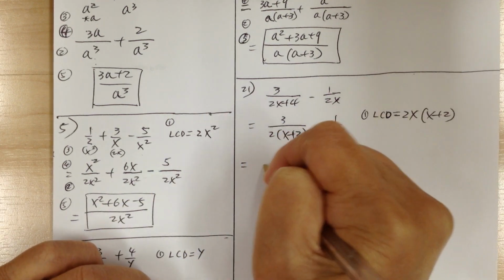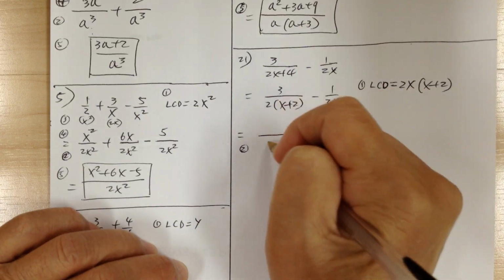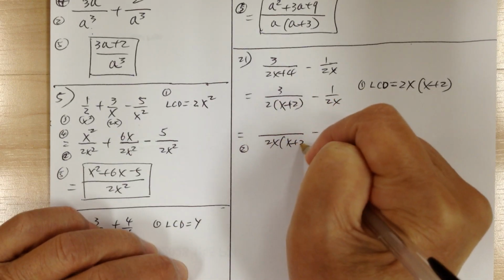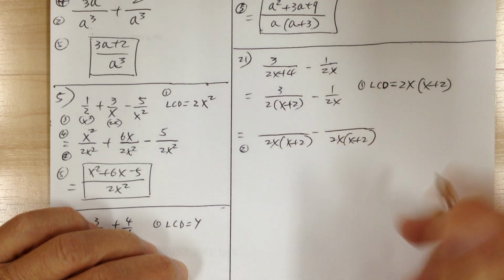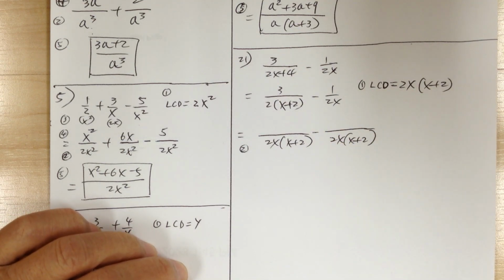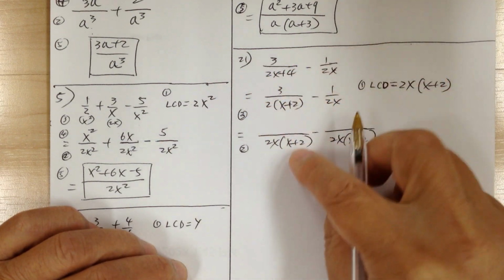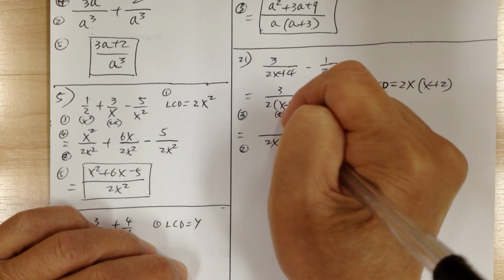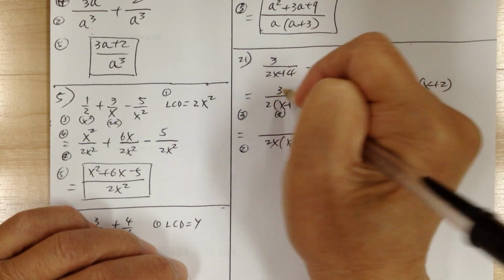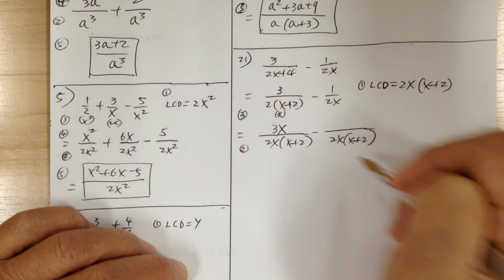So that's your step 1. So step 2 is get your LCD down here, so it would be 2x, x plus 2. 2x, x plus 2. Again, that's your step 2. Then you go to step 3. Figure out how you're going to get from here to here. So from here to here, you're missing the x. So you need to have an x over here. So that means you have to multiply the top by x also. So 3 times x will give you 3x.